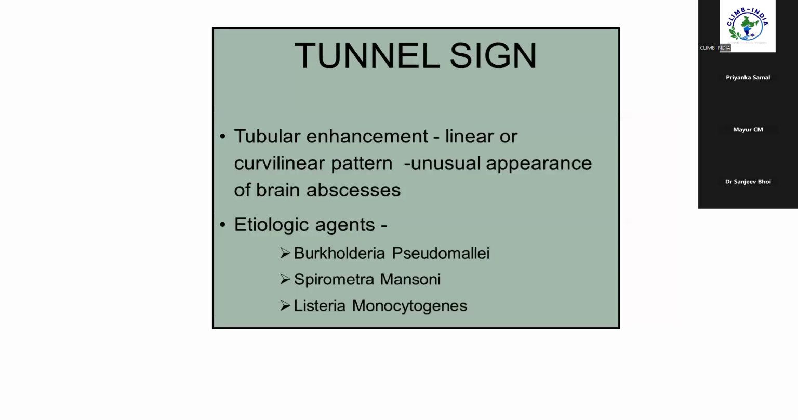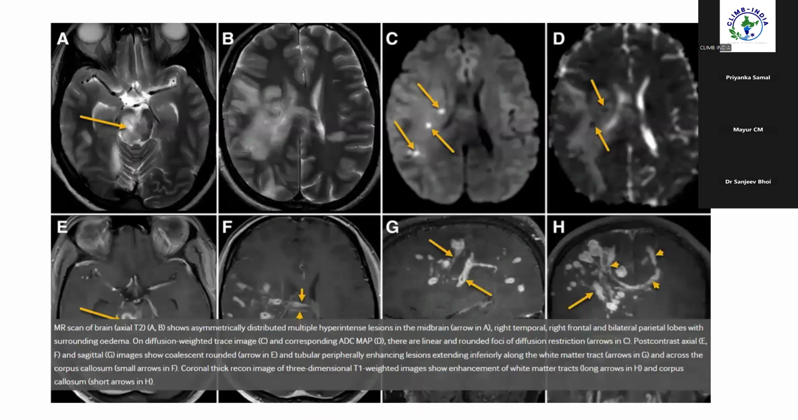The tunnel sign is a tubular or linear pattern of extension of the lesion, which is an unusual appearance of brain abscess. Mainly, it is caused by Burkholderia pseudomallei, or Spirometra mansoni, which causes sparganosis, and also Listeria monocytogenes producing brainstem encephalitis. So these are the classical images showing the tunnel sign, where we can see the coalescence of multiple microabscesses. Also, in the F and H images, we can see the tendency to spread along the white matter tracts. In the H image, we can see the lesion extending along the corpus callosum.